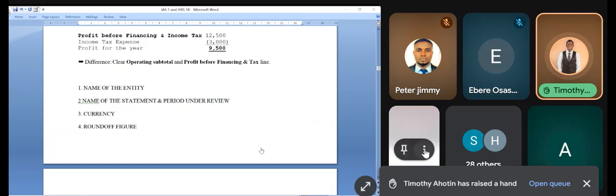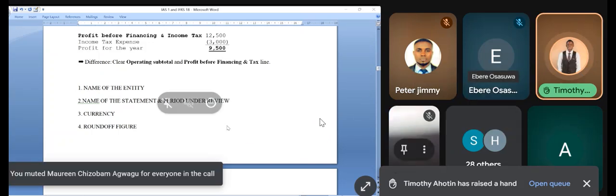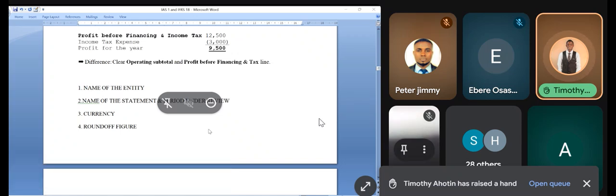Good afternoon, sir. Good afternoon. Under IFRS 18, the profit before financing and income tax, I think it should be 13,500 naira. Why should profit before income tax be 12,500 naira?